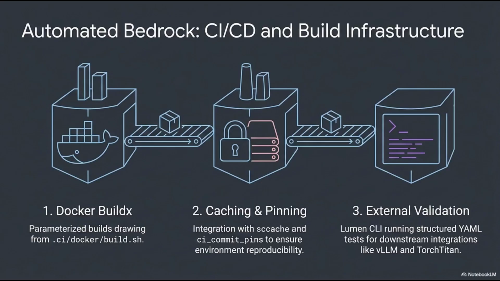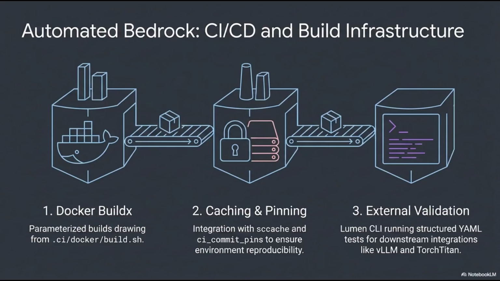Following the build, artifacts move into the caching and pinning stage. Here, integration with sccache for efficient caching and CI commit pins for dependency management is crucial. This step rigorously guarantees the reproducibility of our build environment, making it predictable and stable.